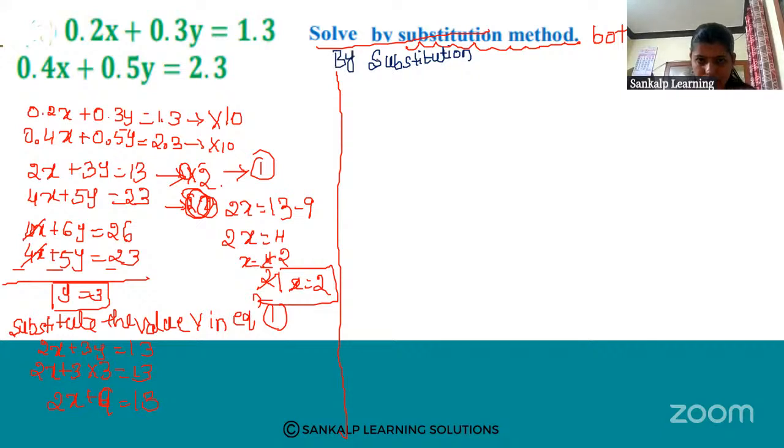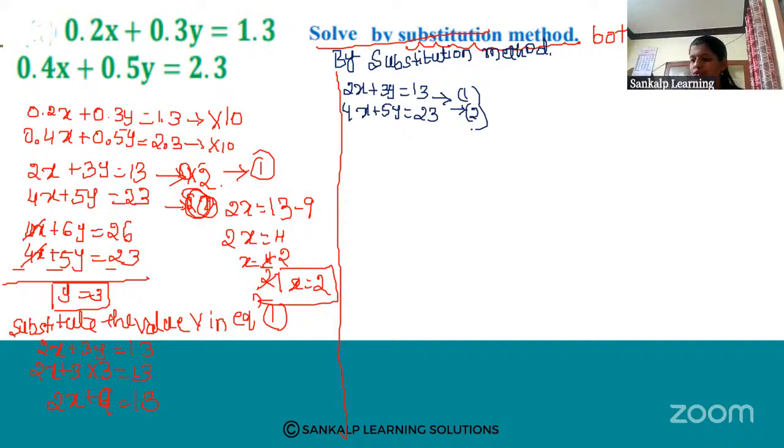By substitution method. Okay. When using the substitution method, what do we do? First write down the equation. See, this is equation number 1 and this is equation number 2. 2x plus 3y is equal to 13 and 4x plus 5y is equal to 23.